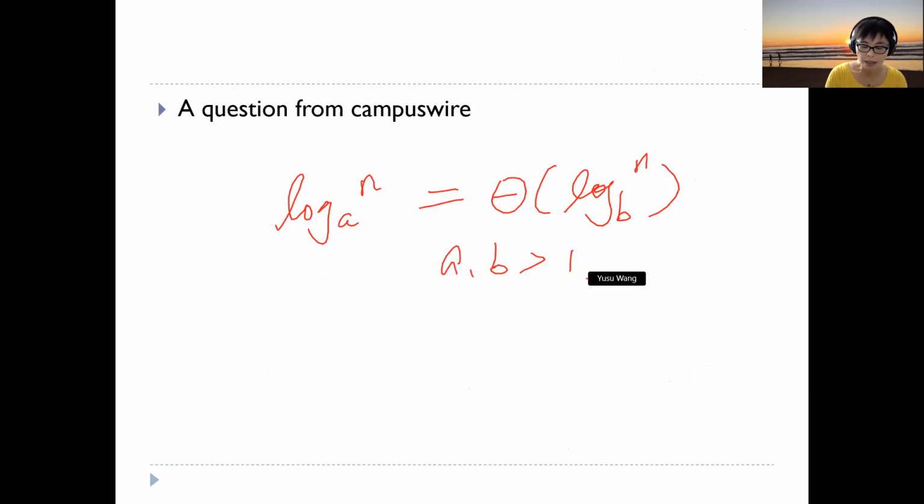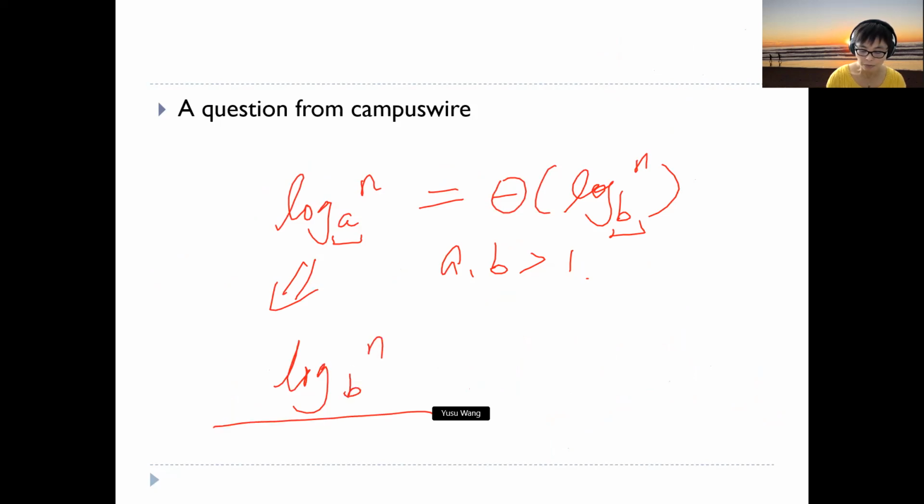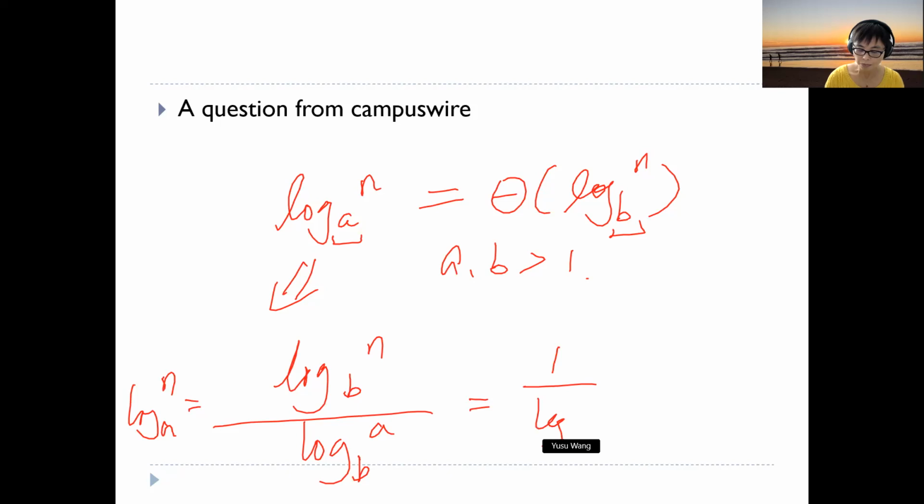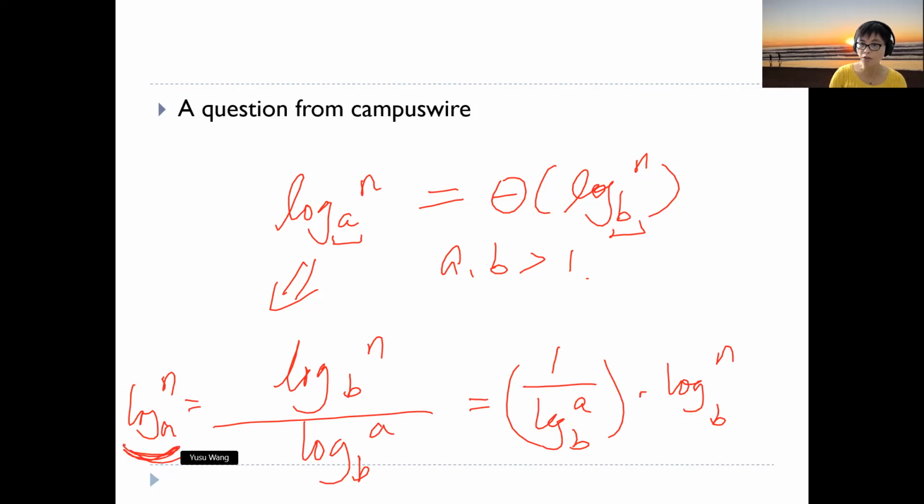Okay, so this is not because they are constants, it's because by using the change of base formula, log a of n equals log b of n divided by log b of a. In other words, the first function f of n equals a constant times the second function g of n. That's why these two are big theta of each other.